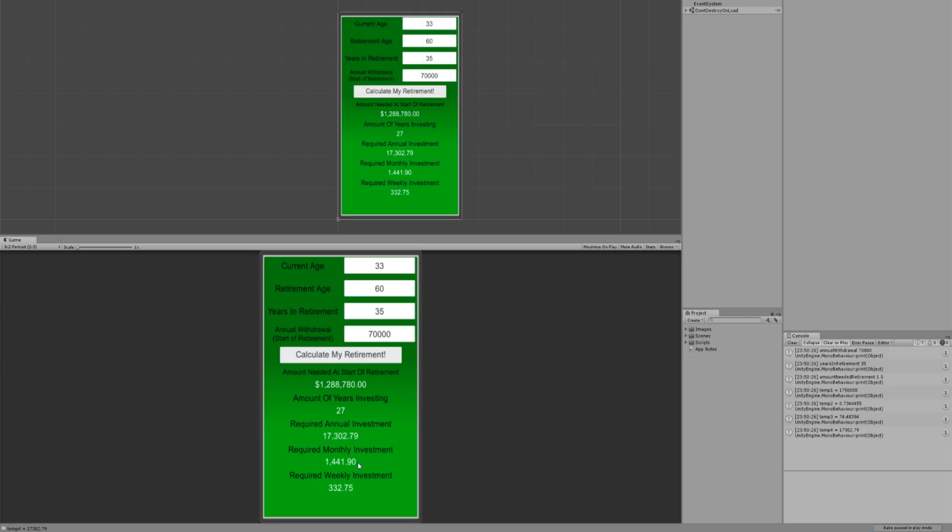But break it down into a month. How much do I need a month? That's $1,441.90. That still seems pretty high. How much is it per week? It's $332.75. So if you're 33, you may have some savings in here.